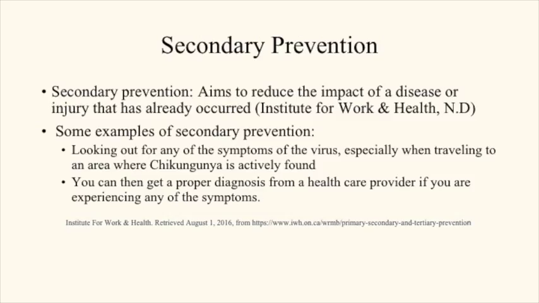Next is the secondary prevention. The definition of secondary prevention is it aims to reduce the impact of a disease or injury that has already occurred. So these are steps of what you want to do after you have come into contact with the virus. So some examples of secondary prevention would be looking out for any of the symptoms that the Chikungunya virus can cause.